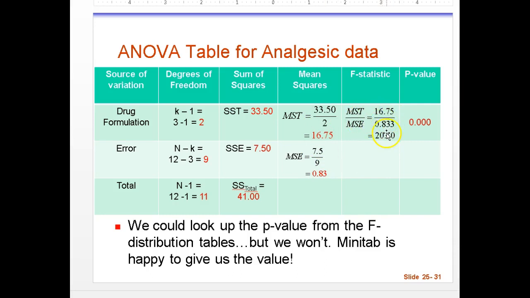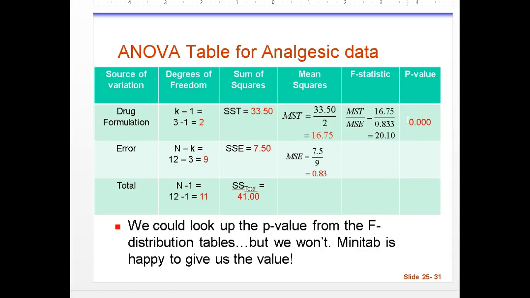That gets me my F statistic. So my F value is 20.1. Now, when the F value is large, as it is very large right here, it basically means that there is a significant difference in your groups. Minitab will calculate for us an associated p-value.